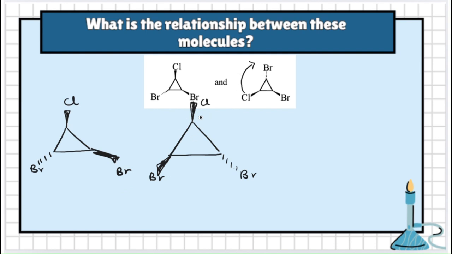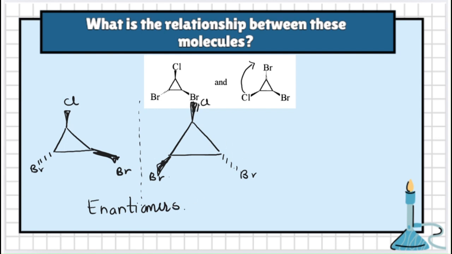After rotating 120 degrees, look at the chlorines. Both of them are above the plane. But here, these two bromines are kind of mirror images, and same with this also. That means the whole molecule is a mirror image of the first molecule. That means they are non-superimposable mirror images. That means the relationship between these two molecules is enantiomerism. So they are enantiomers.